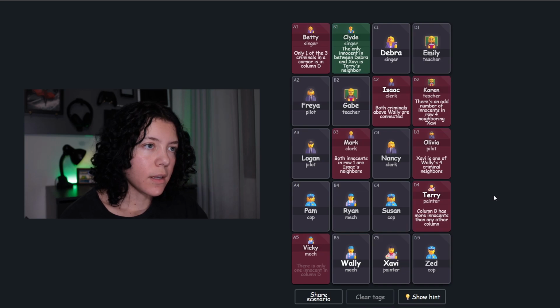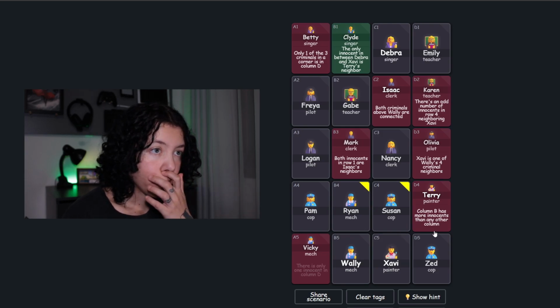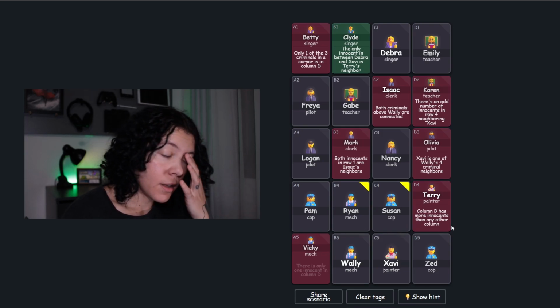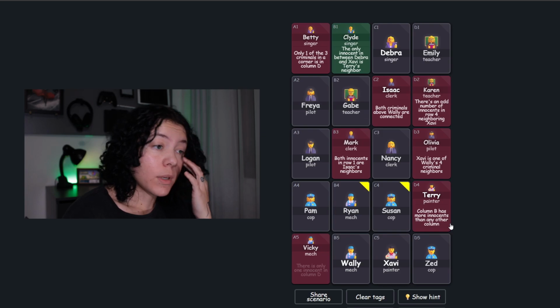Now Karen's telling us that there's an odd number of innocents in row 4 neighboring Zavi. Row 4 is here and Zavi is here. There's an odd number of innocents in row 4 neighboring Zavi. So one of these two has to be an innocent, and the other one a criminal.